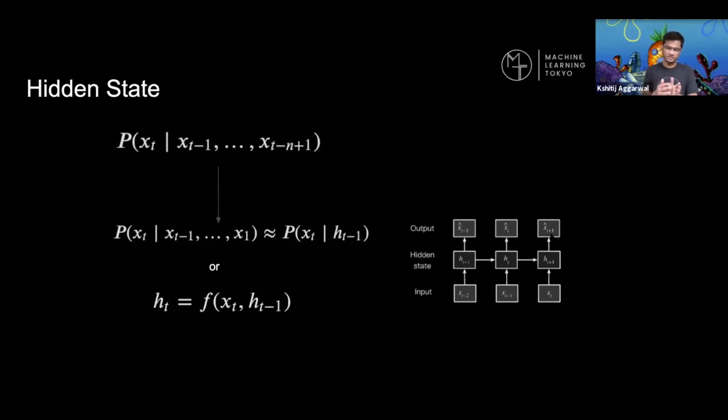So instead of using the sequence of words itself, we have encoded them somehow into a latent variable called the hidden state, and we use the hidden state along with our input to make the predictions.